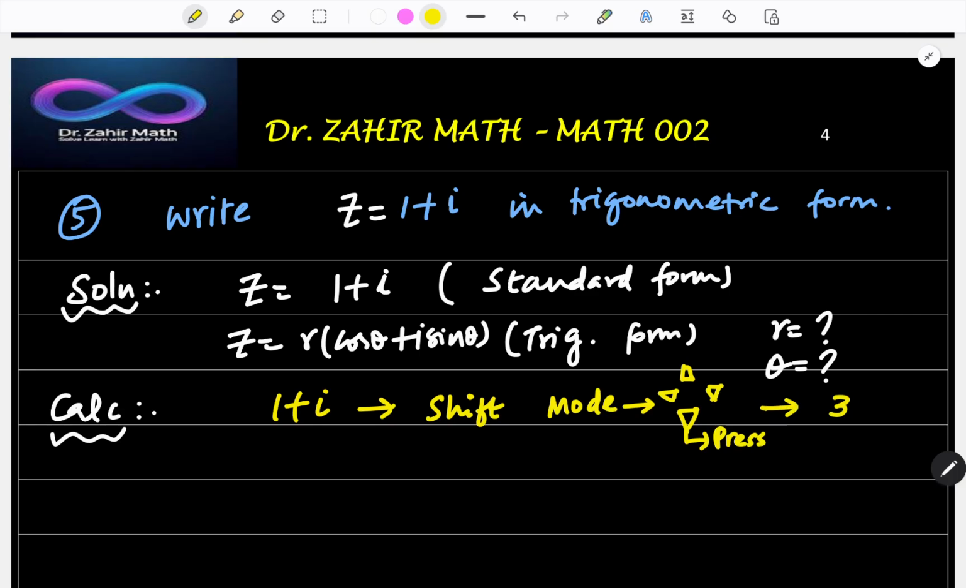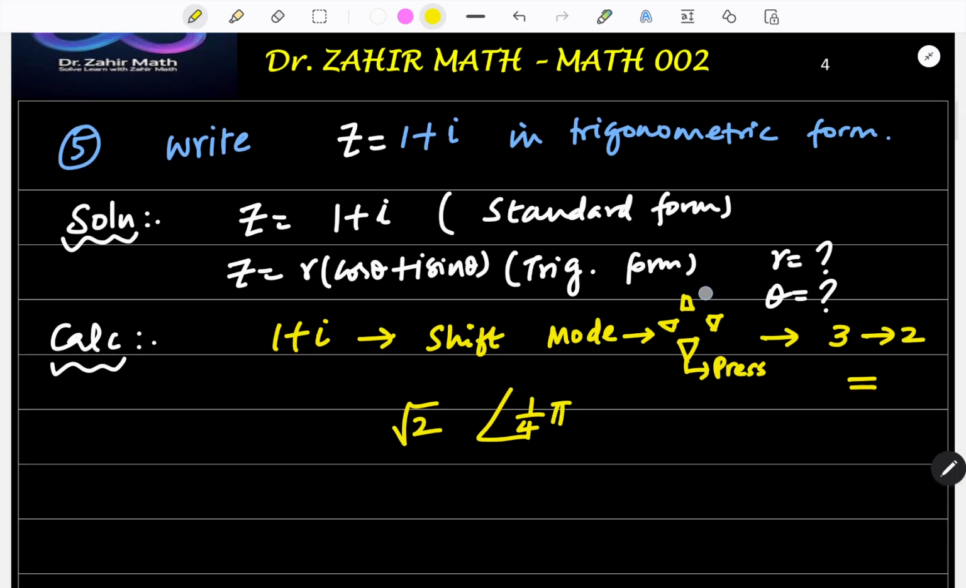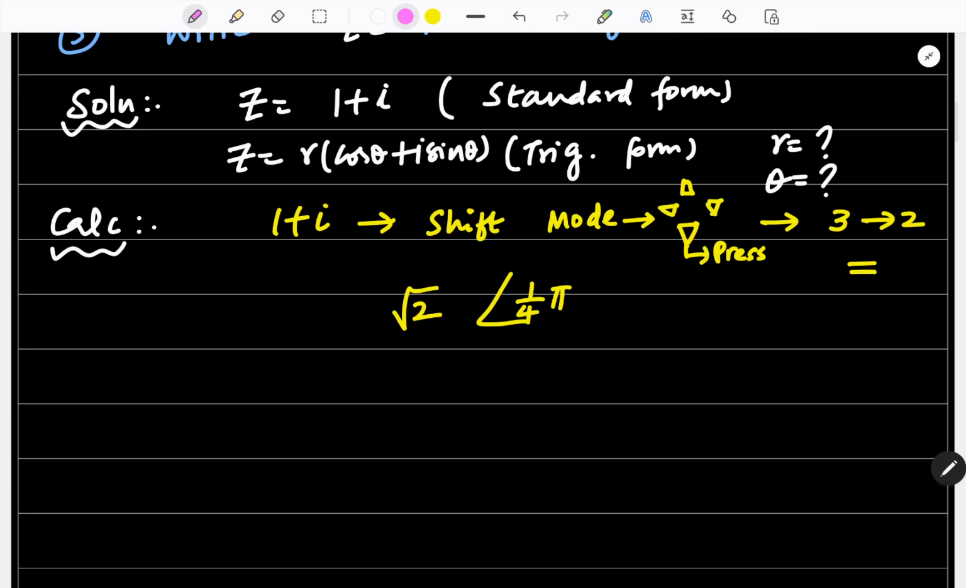So number 3, and then we want trigonometric form, so press number 2, and then press equal. If you press equal, you will get square root of 2 and it is 1 by 4 pi. Is this the angle negative? No, so this is a positive angle.